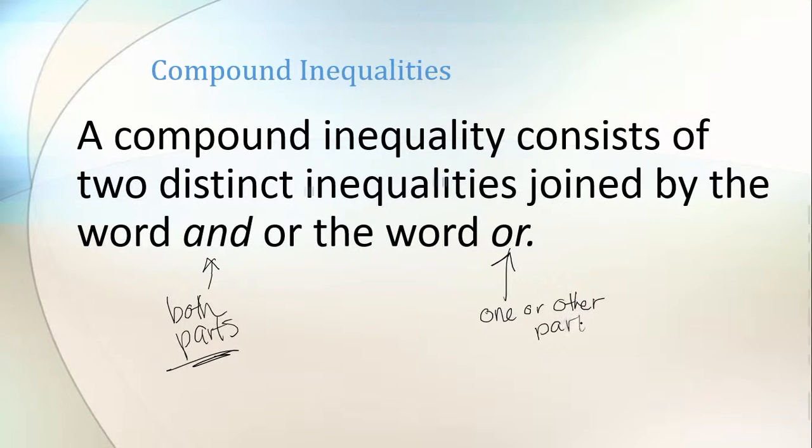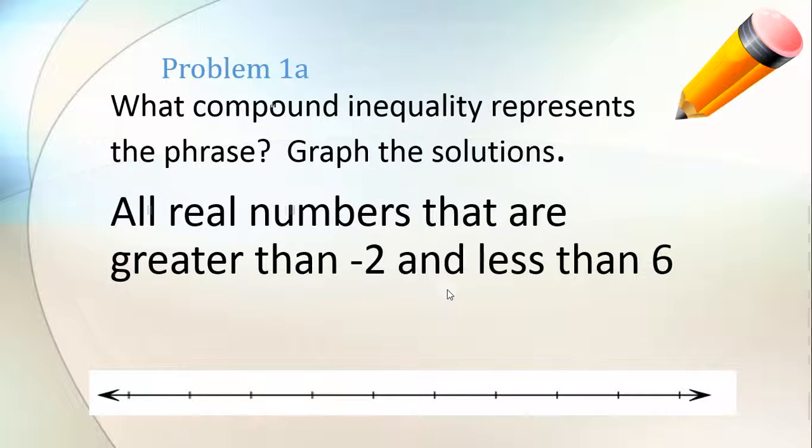So if someone says you can have pizza and pop today, that means that you can have both parts. Now, if they would say you can have pizza or pop, that would mean you can either have pizza but no pop, or you can have pop and no pizza. So that's what these are going to look like. So let's take a look.